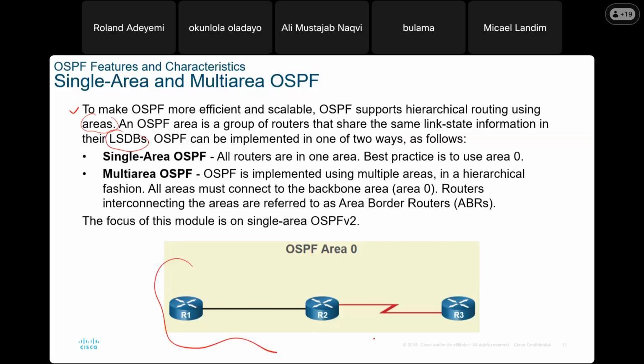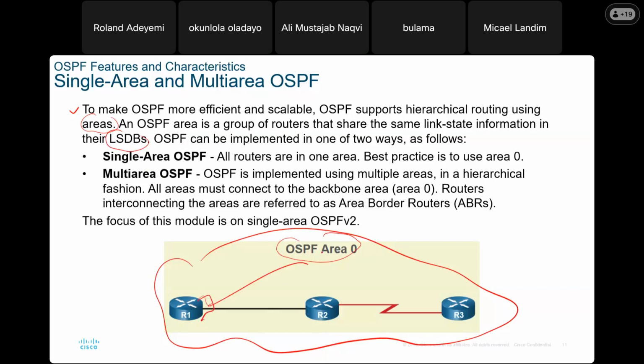Look at what we have in this place. All these routers are in the same area. But the question should be, how do we know they're in the same area? We put them in the same area. By the time we start our configuration, you are going to see we are going to tell this interface, you are in area 0. This interface, you are in area 0. This interface, you are in area 0. By the time we put all the interfaces on our router in area 0 by configuration, that means we are doing only one area.